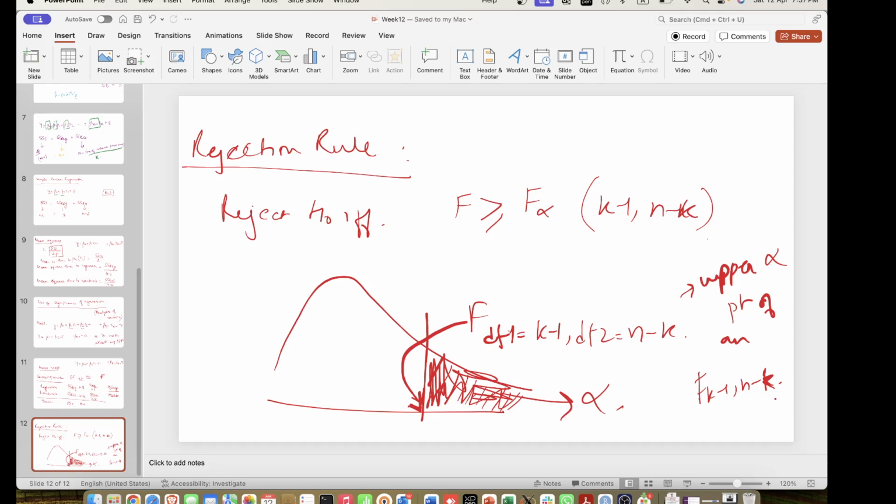These sums of squares essentially follow a chi-square distribution, and a ratio of two chi-squares divided by their corresponding df forms an F distribution. So this is what we have, and we reject H naught if and only if F is greater than this threshold. And if H naught is rejected, that means that at least one of the coefficients is non-zero.